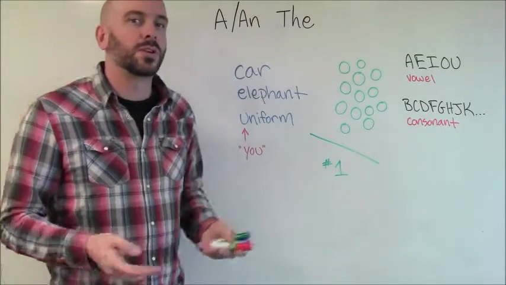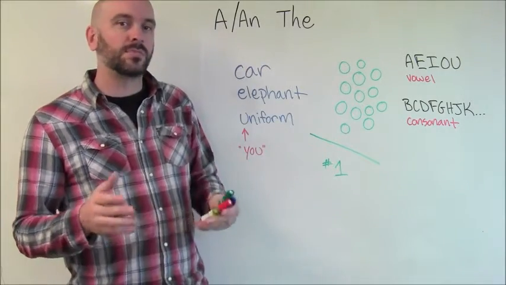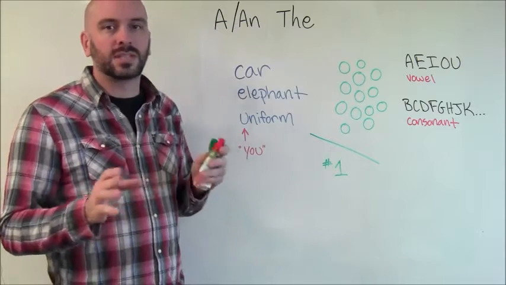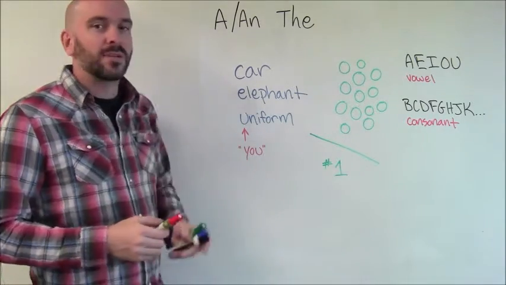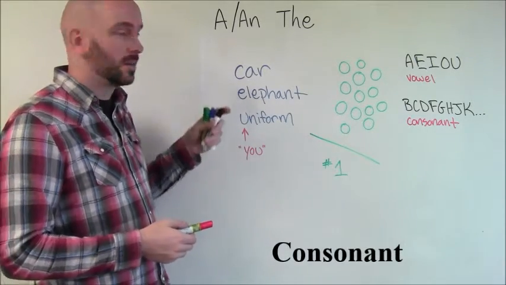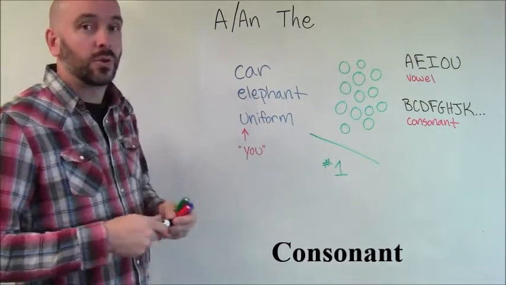Okay, so the first thing we're going to look at is a and an. Now, these both mean the same thing, but how they're used is slightly different. I'll show you what I mean. Whenever we have a word that begins with a consonant, like the word car, we have a C, we're going to use the word a.